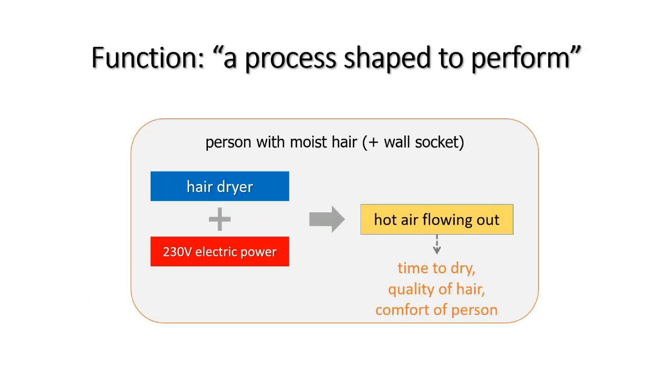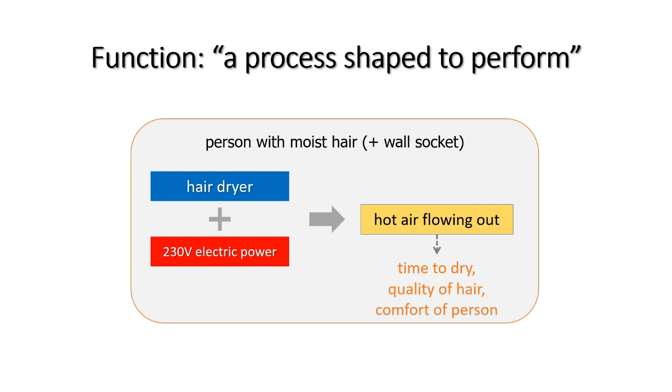So another word for function would be a process shaped to perform. So whenever we talk about the function of an artifact, we mean the process that that artifact is intended to shape, such that it is improving performance to the human eye. So in our case, the artifact is the structure, a complex structure, the hairdryer, which, driven by electric power, will produce a flow of hot air. That is the process that's being shaped by the artifact, and that then increases performance.